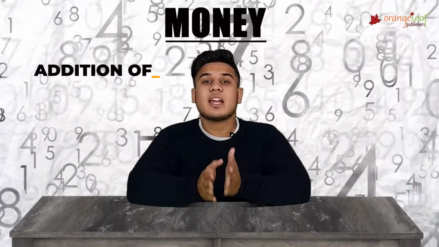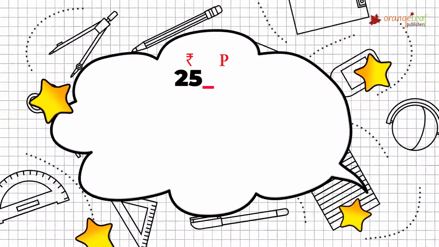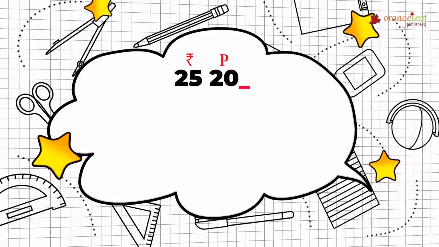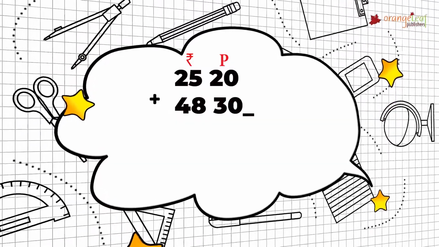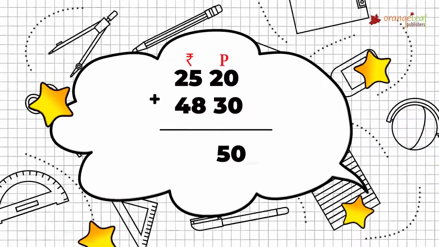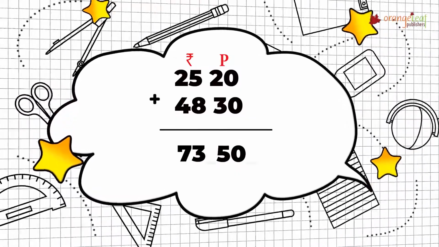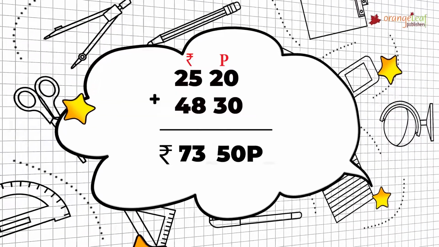Let us have a look at the addition of rupees and paise. So if we have to add 25 rupees, 20 paise and 48 rupees and 30 paise, we first add the numbers in the paise column and then add the numbers in the rupees column. The final answer is 73 rupees and 50 paise.